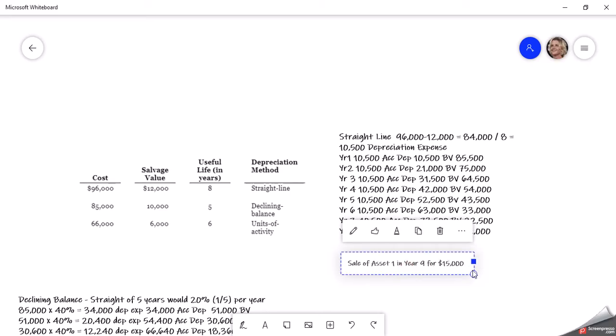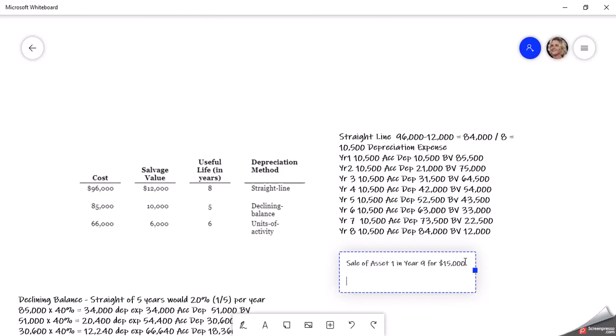Now then I have a little side entry here that says, okay, now what if we then sell that asset? So in year 9, after it's all fully depreciated, we sell it. So then we're going to have proceeds of $15,000 less our $12,000 book value. So that provides us with a $3,000 gain on sale. So that's how we calculate that gain.